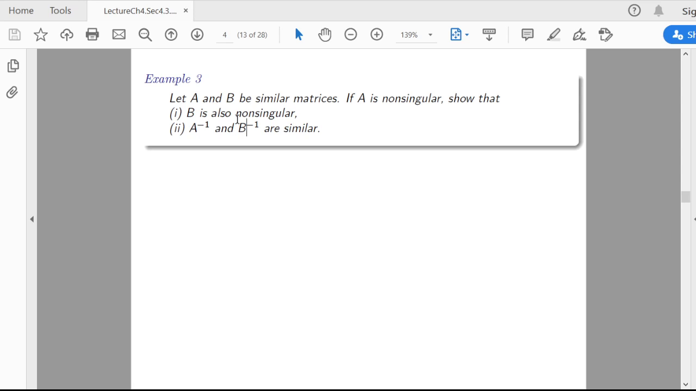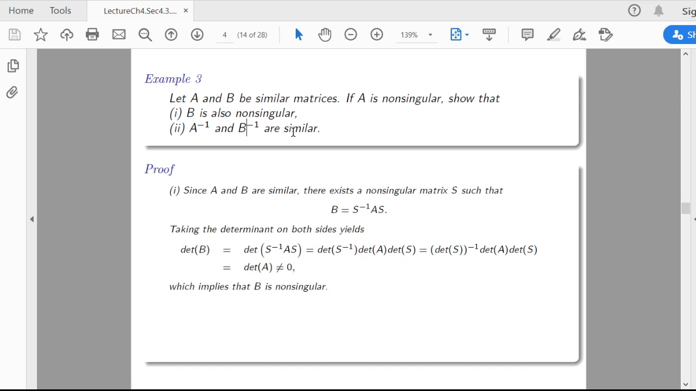Example 3. Again, assume A and B are similar. Also, we assume A is non-singular. We want to show B is also non-singular. Because both are non-singular, we consider their inverses, and we want to show the inverse of A and the inverse of B are also similar. Let's look at the first part. We want to show B is non-singular. How to do that? We start from the assumption.